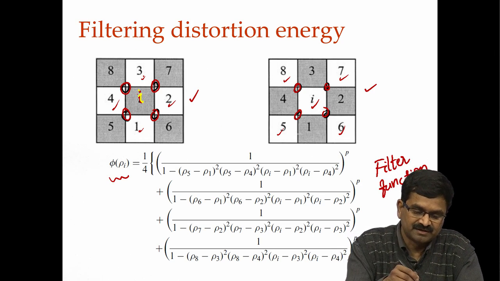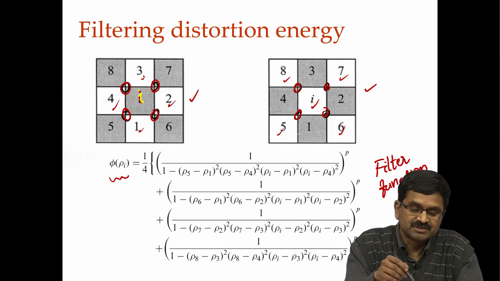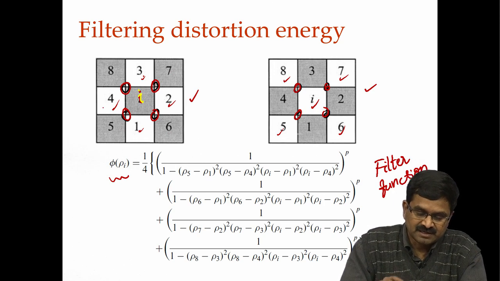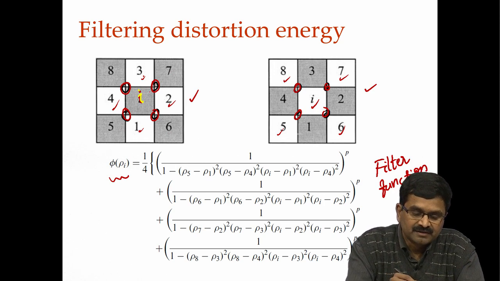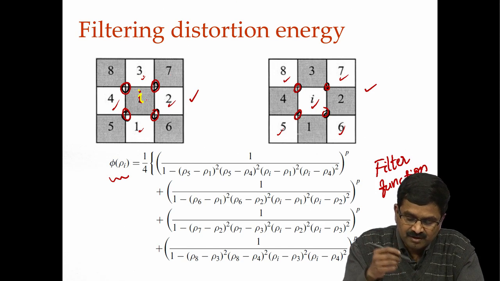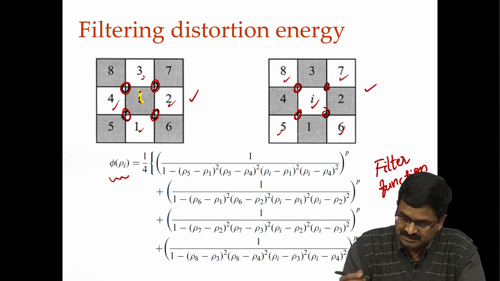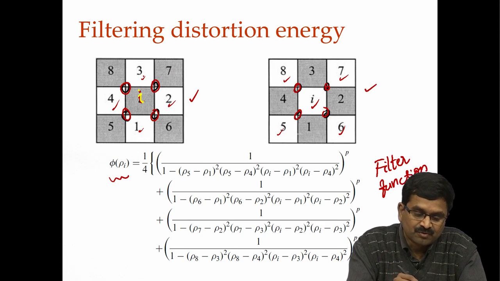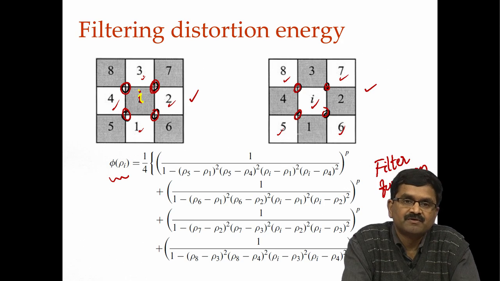The numbers are written, if this is I, the neighbors 1, 2, 3, 4, 5, 6, 7, 8 in both cases, how those values should be. Let us say we take this between I and the 7th element. So, when the element in question is there and then we have the 7th one also there, we want to penalize this particular joint, and their distortion energy should not be very much.